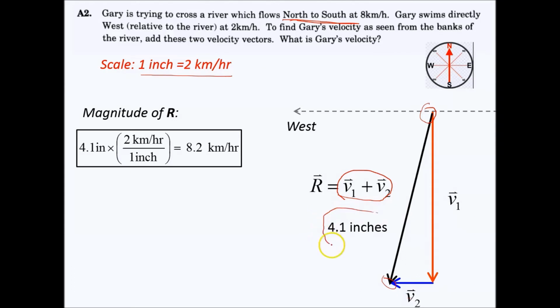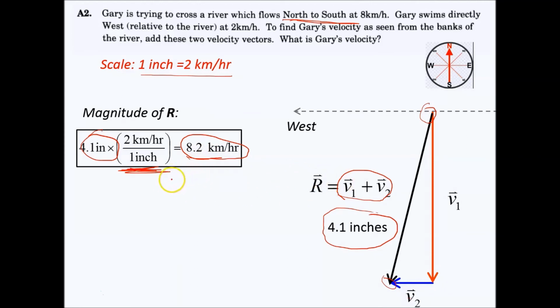Okay, 4.1 inches. Then you're going to take that 4.1 inches and multiply it by the scale factor. Okay, so 4.1 times 2 kilometers an hour per inch. And his total velocity relative to the stationary banks of the river is 8.2 kilometers per hour.